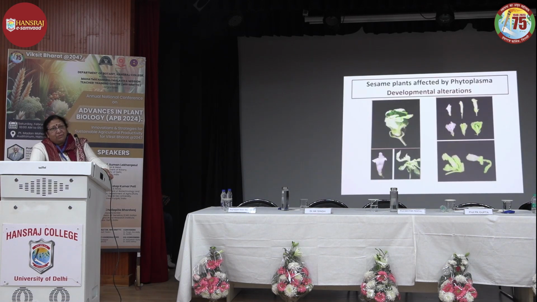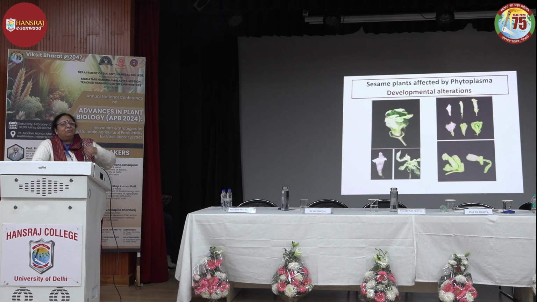So this is how it looks. The flower becomes completely green. There are so many things worth mentioning, but I would like to mention just one thing here. In the last panel, you can see that a typical flower has two nectaries subtending on both sides. A normal flower has two nectaries on either side. When there is phytoplasma infestation, those nectaries become flowers.